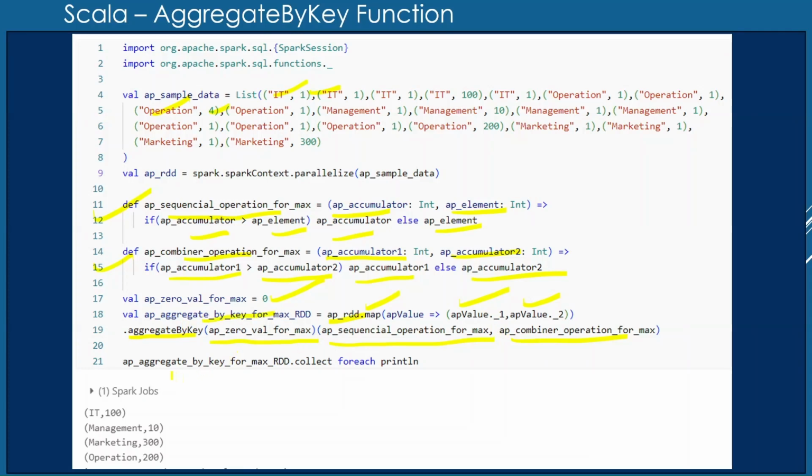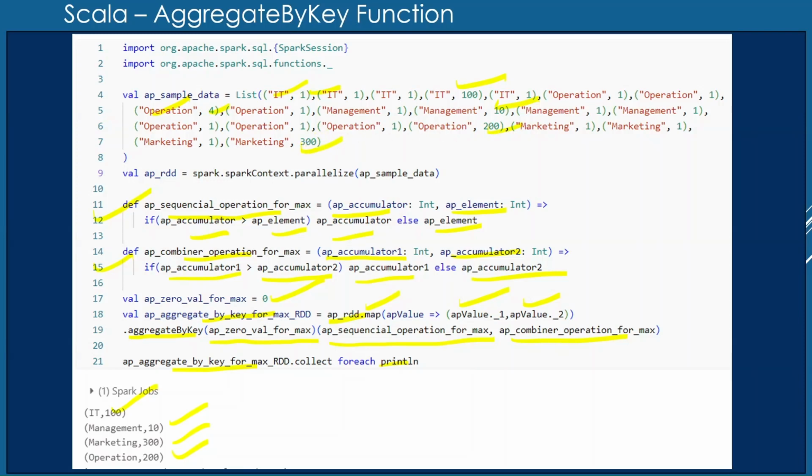Once we print the RDD, the output will look like this. IT 100 is the maximum value, management 10 is the maximum value, marketing 300 is the maximum value, and operation 200 is the maximum value. We can figure that out from here also.